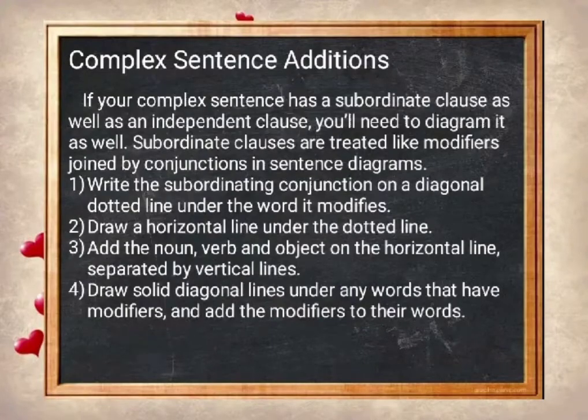Complex sentence additions. If your complex sentence has a subordinate clause as well as an independent clause, you'll need to diagram it as well. Subordinate clauses are treated like modifiers joined by conjunctions in sentence diagrams. Write the subordinating conjunction on a diagonal dotted line under the word it modifies. Draw a horizontal line under the dotted line. Add the noun, verb, and object on the horizontal line separated by vertical lines. Draw solid diagonal lines under any words that have modifiers and add the modifiers to their words.